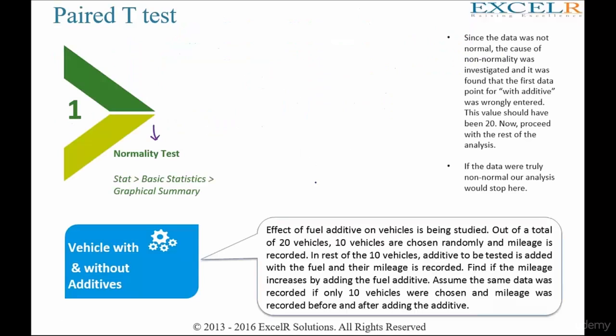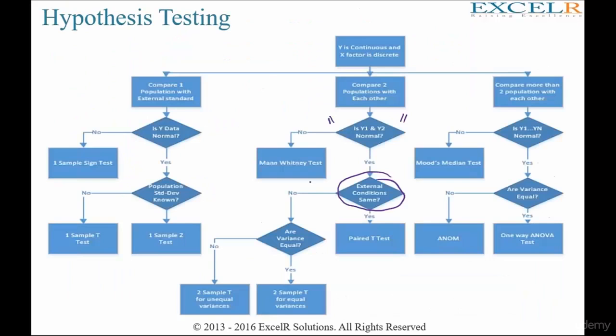So we will go back to this. The external conditions are the same. Are the data normally distributed? Yes. If yes, you need to proceed further. Are the external conditions the same? Yes. We assume that the same set of 10 vehicles were used and mileage was captured before and after adding the additive. So we need to proceed with paired t-test. And how should we write for paired t-test, the null and alternate hypothesis? We'll try to understand that.